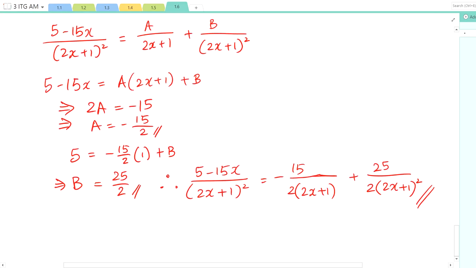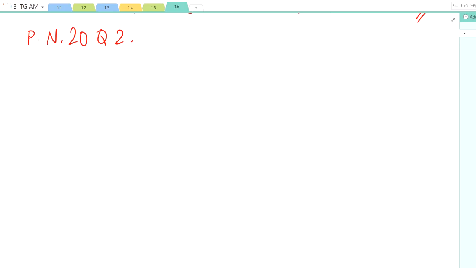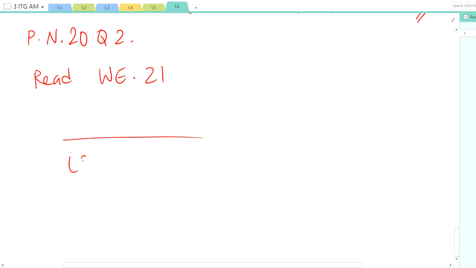So your turn now to practice now 20, question number 2. After you're done with practice now 20, question number 2, I want you to read worked example 21, where we have in the denominator 2x plus 3 and (x minus 1) squared. In our numerator, we have 10 minus 3x minus 2x squared.